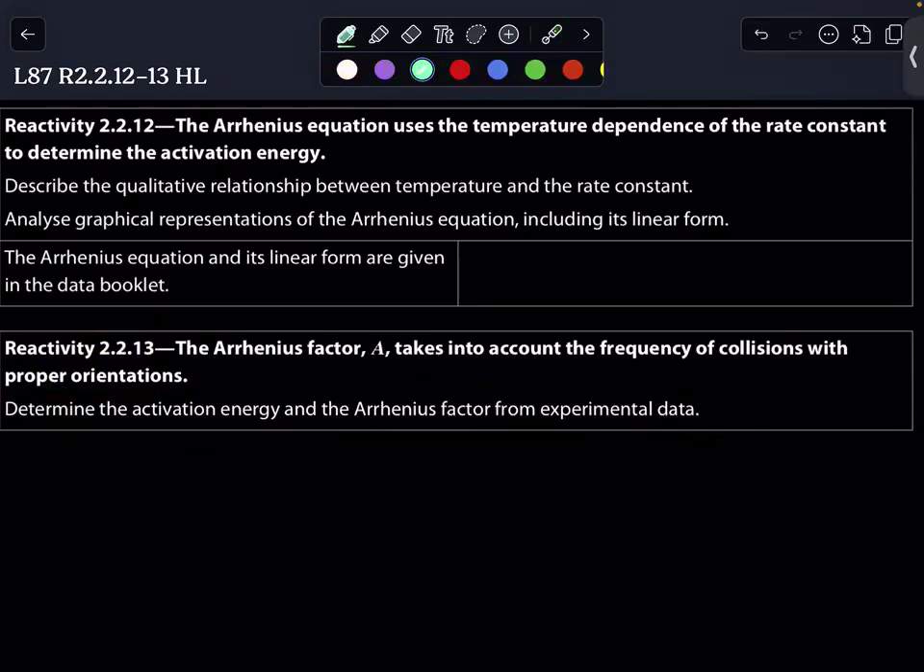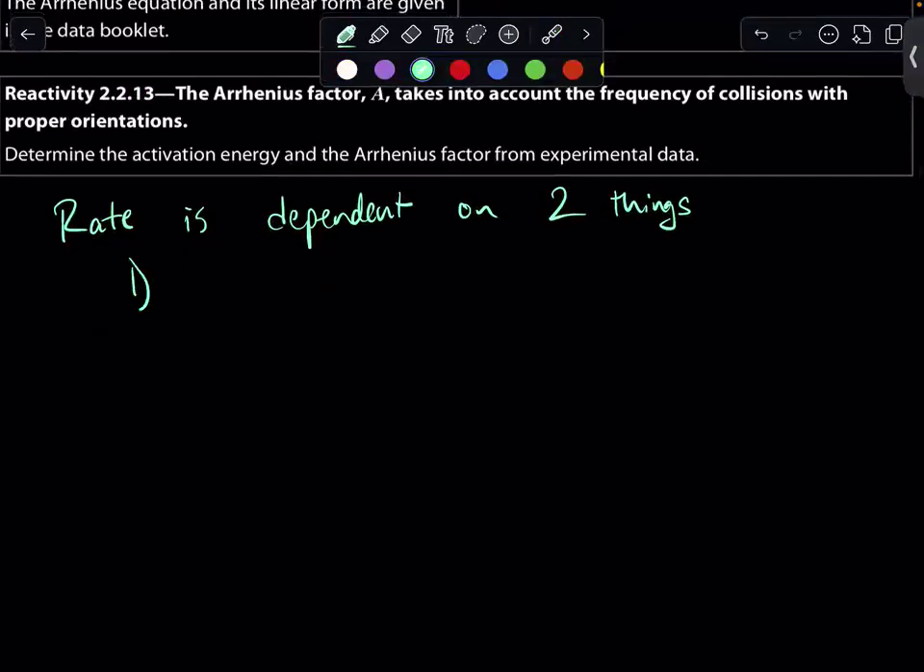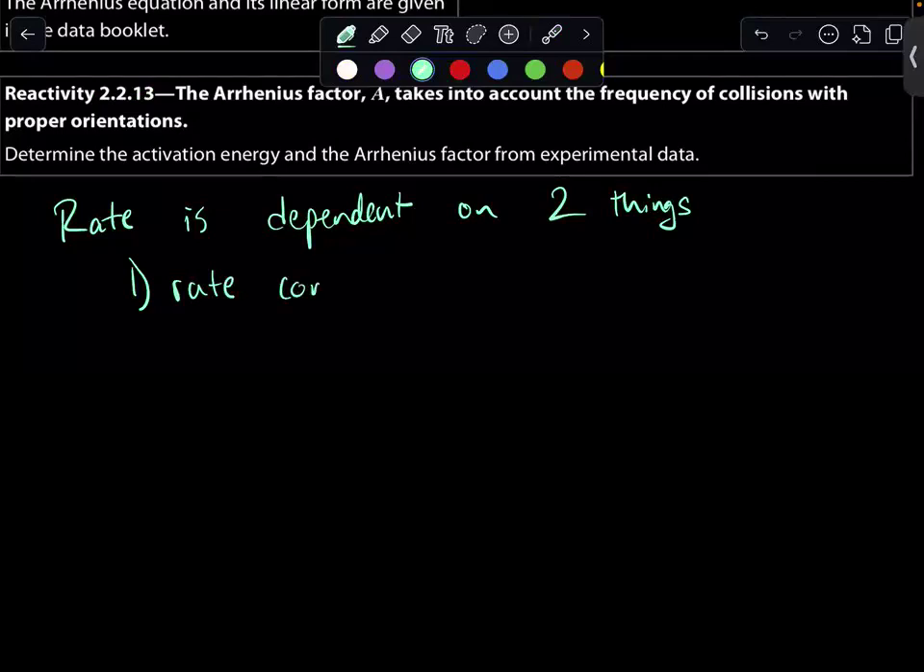So we're going to start out with what we were talking about in the previous lessons. We're going to talk about how rate is dependent on two things. Now, we learned this from rate laws, and the two things it's dependent on are, number one, the rate constant, and that's K. And number two, the concentration of reactants. Because we know our rate equation or rate law is rate equals K times concentration of reactants raised to a power, either 0, 1, or 2.